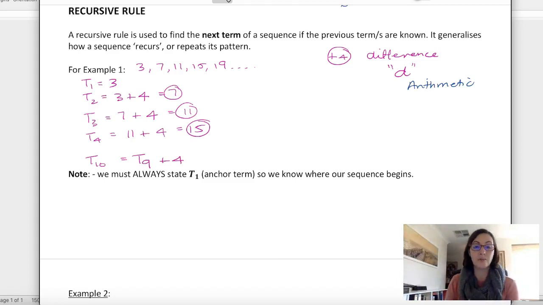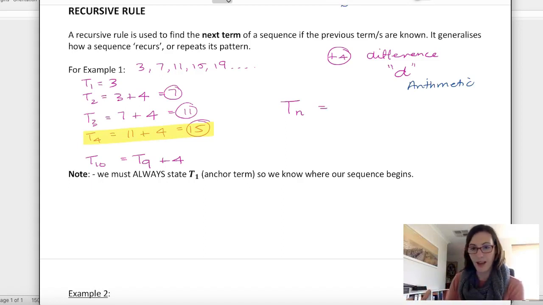If I wanted to find term 20, I must know term 19 so I can add that difference of 4 to get term 20. So if we think about this in a generalized way, if we consider saying if I want to find any term, term 10, or let's have a look, consider talking about term 4, for example.